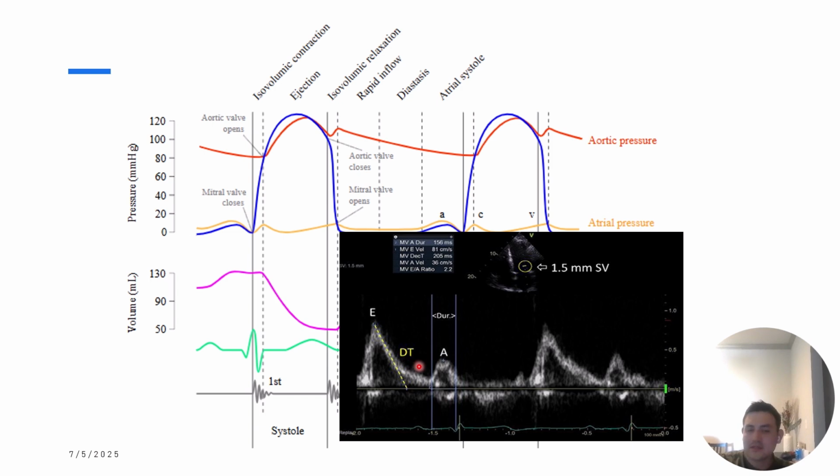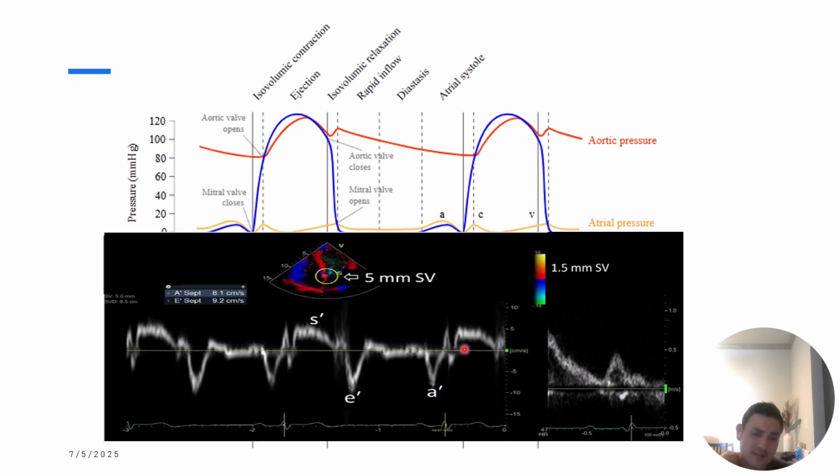DT is the deceleration time. More than 140 basically means it's not an elevated left atrial pressure. Remember that number, 140; we're going to review it later. Now, what is this? This is tissue Doppler. The same thing: you have the rapid inflow and generate the E wave, but at the same time the muscle is smart and generates a relaxation here. That is what we call E prime, and the A prime also, to receive the A wave.